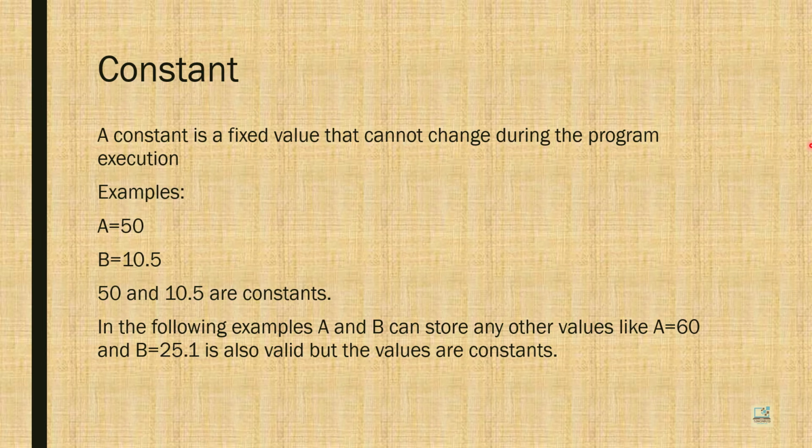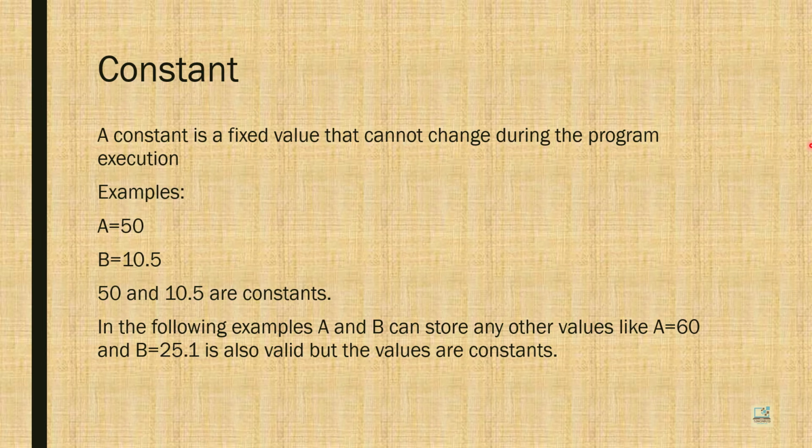Next is, what is a constant? A constant is a fixed value that cannot change during the program execution. Examples: A equal to 50, B equal to 10.5. If you see, these are the same examples, but the A and B are the variables, whereas the 50 and 10.5, they are the constants. So we can say that the values are the constants, and what is special about constant, that their value is not changing, they are fixed values.